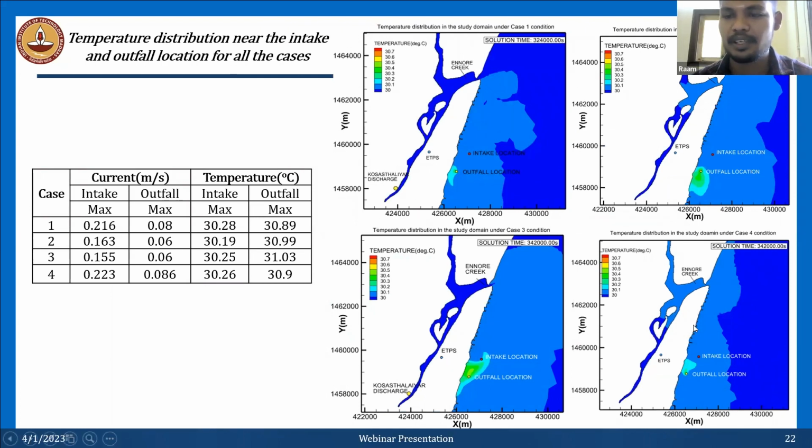This is case 1, case 2, case 3, and case 4. We can see a lot of variation in this thermal dispersion between the outfall and intake location. But this is the actual inclusion of all the parameters which are prevailing. If we see it from this point of view, there is no impact of this outfall location on the intake location, so the prediction of the distance between these two locations is correct. But the main motive of this case study is to understand how the wind and discharge play an important role in tidal circulation in this advection dispersion study.